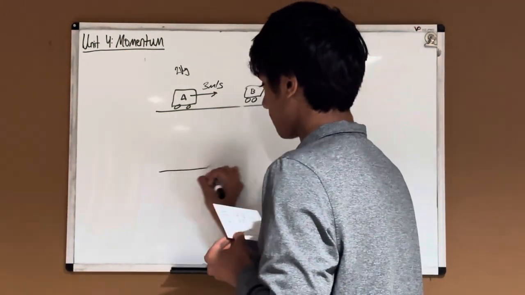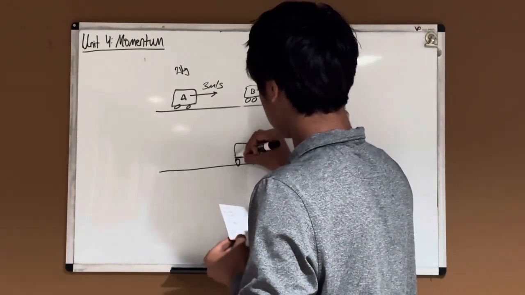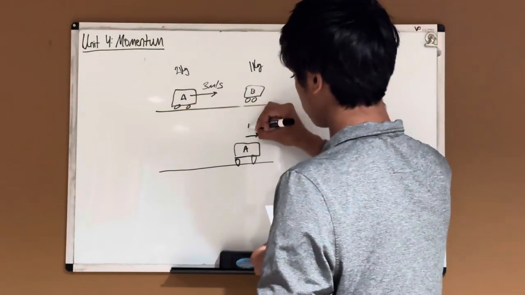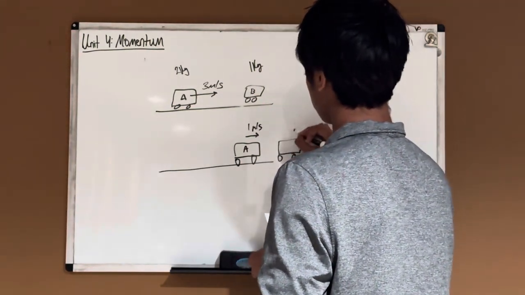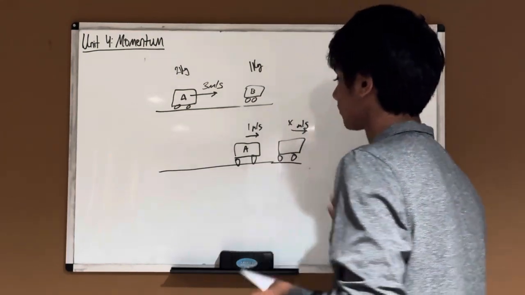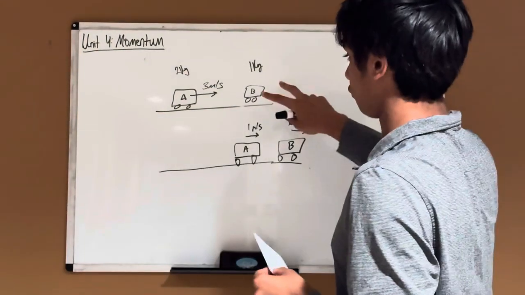Then they collide, and cart A ends up continuing to the right at 1 meter per second, and cart B is also going to the right at x meters per second, and we want to find x. Okay, so this is a simple problem of conservation of momentum.